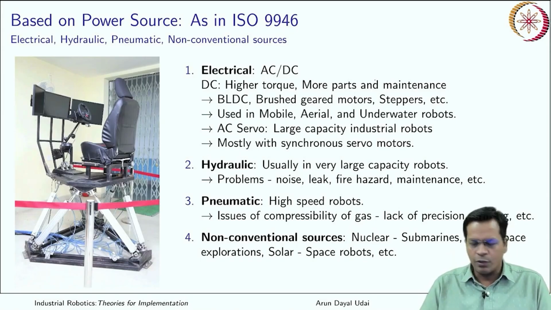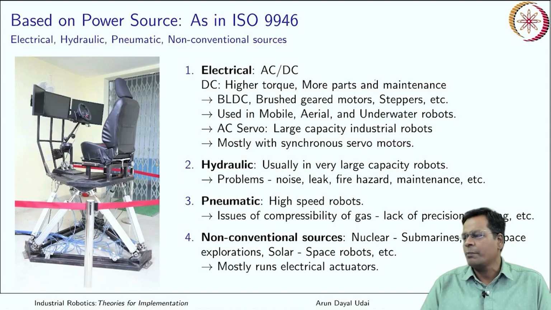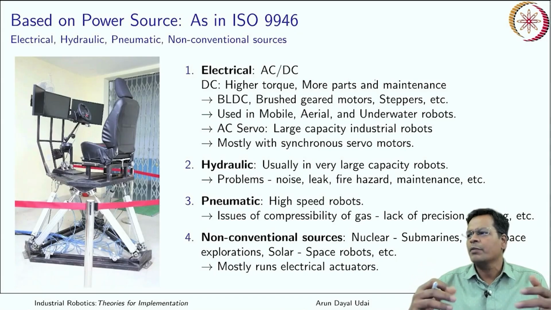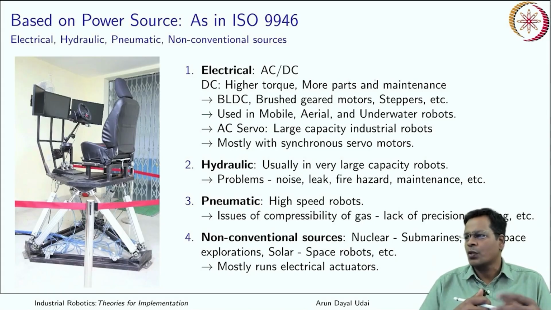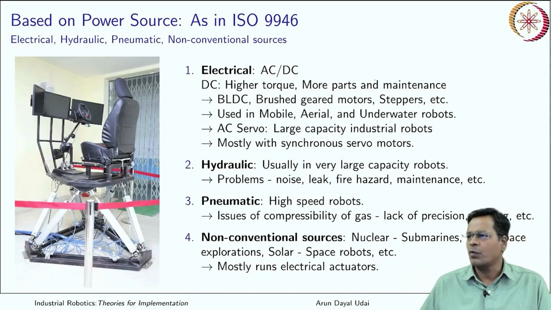Although all of these look like non-conventional robots which run with different kinds of electrical power source, all of them are electrically actuated robots. Why? Because essentially all the robots are run by motors. Motors are driving power out of a nuclear source or solar panels or some other non-conventional energy sources. Energy is something which is different, otherwise essentially they are all electrical actuators. Okay, so this is one of the broad classifications which is there.